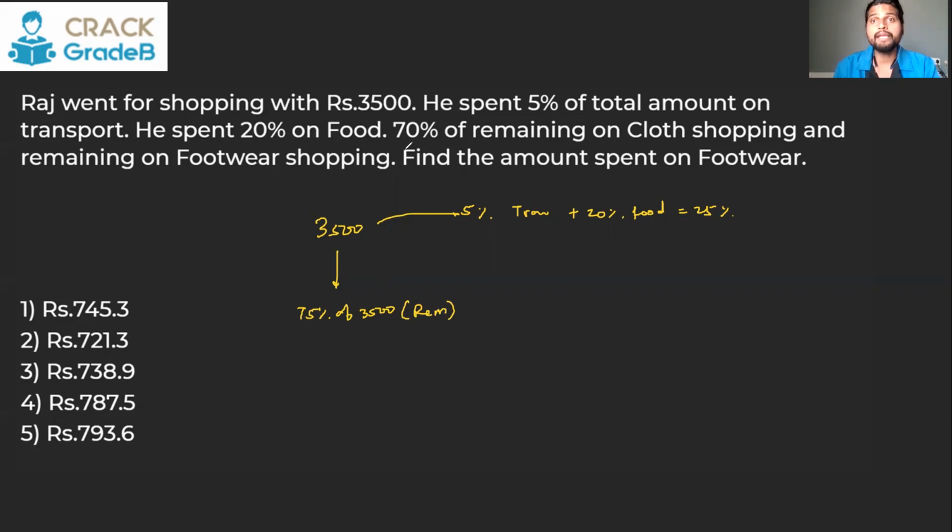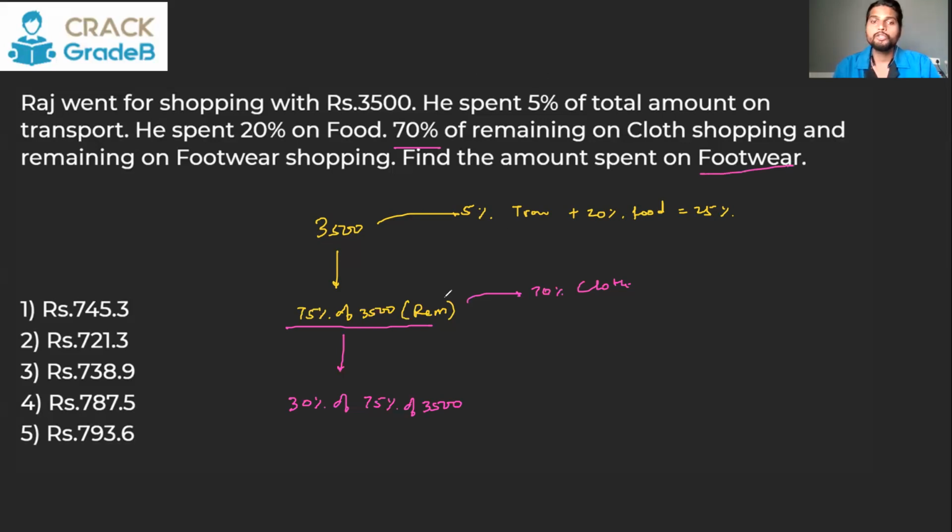Now out of the remaining, he spends 70% on clothes. So out of this, 70% he's spending on clothes and the remaining on footwear. Remaining means 30%. So 30% of 75% of 3500, he is going to spend on footwear. They are asking how much he is spending on footwear.